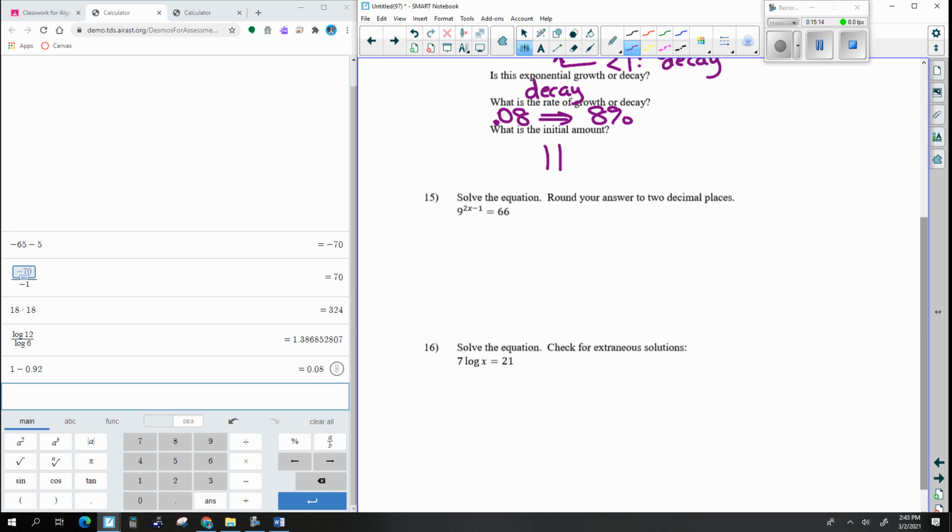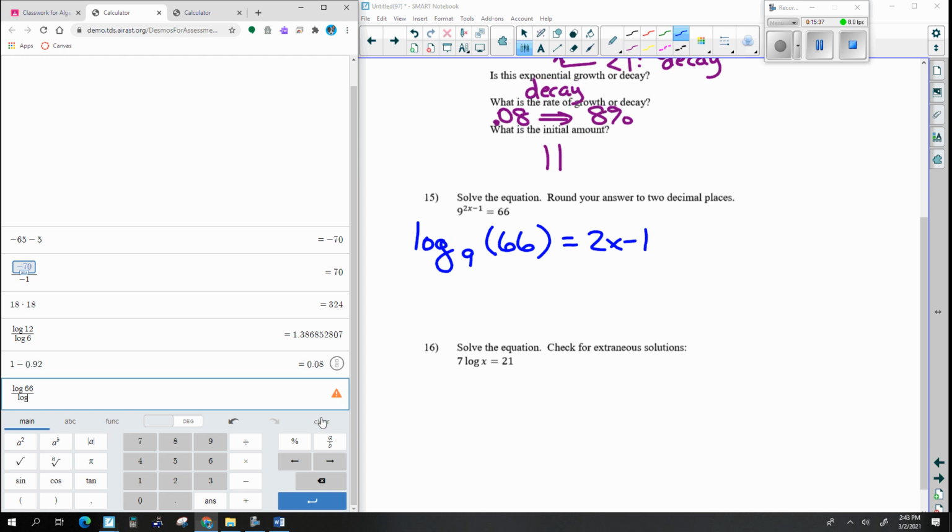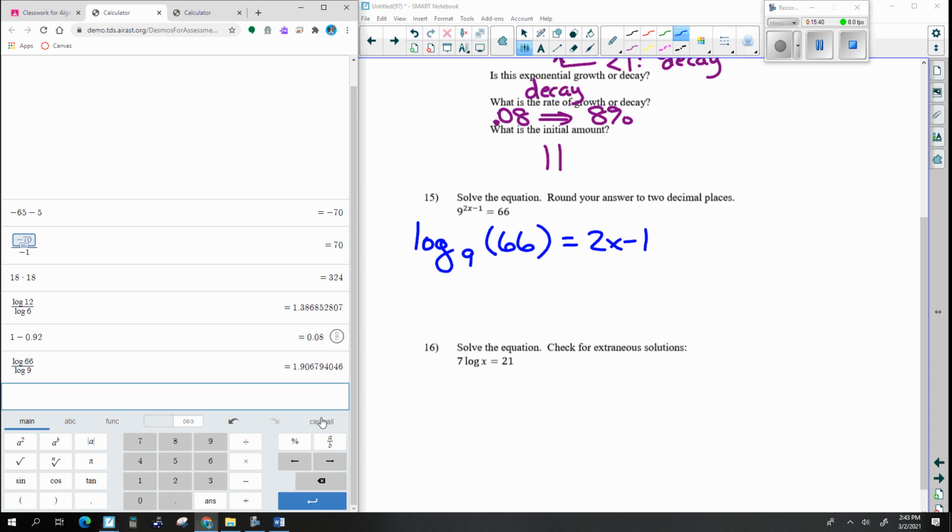Okay, so we have the thing isolated, good to go. When it's only on one side, I'm going to write this as a log. So log base 9. Things switch sides, so the 66 goes left and the 2x minus 1 goes right. Let's plug that log into our calculator. So that's log 66 divided by log 9. So that's 1.9068.